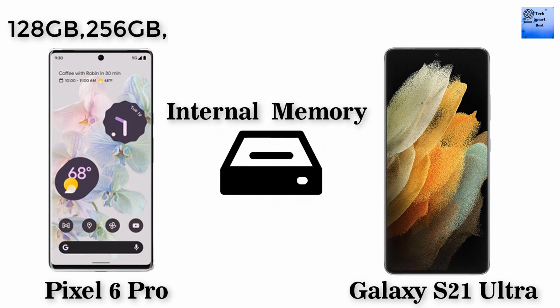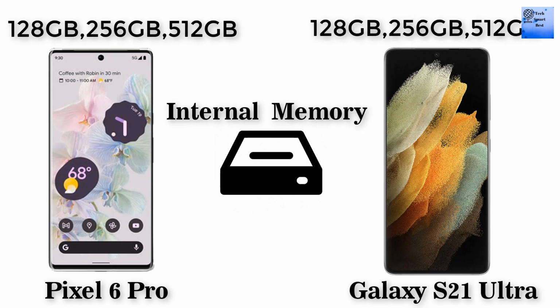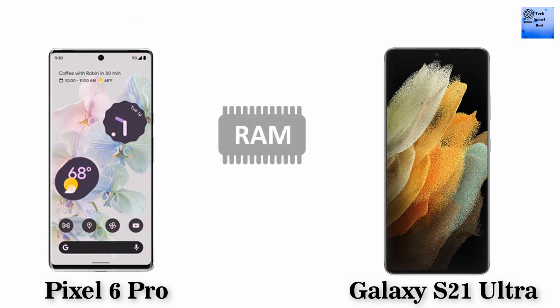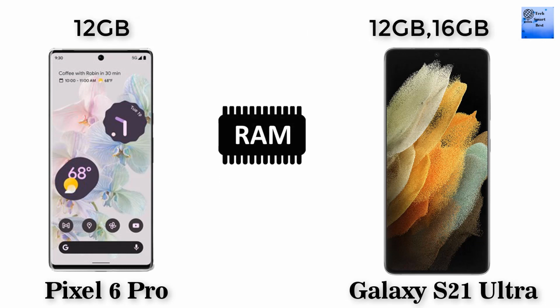The internal memory of the Google Pixel 6 Pro is available in different types: 128GB, 256GB and 512GB. And the internal memory is also available in different types in the Samsung Galaxy S21 Ultra: 128GB, 256GB and 512GB. The RAM of the Google Pixel 6 Pro is 12GB and the RAM is also available in different types in the Samsung Galaxy S21 Ultra: 12GB and 16GB.